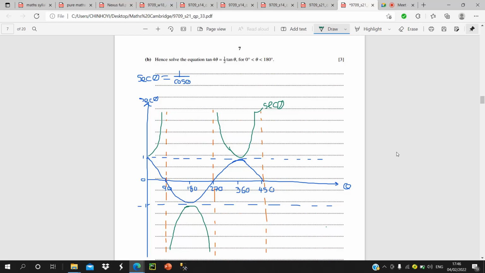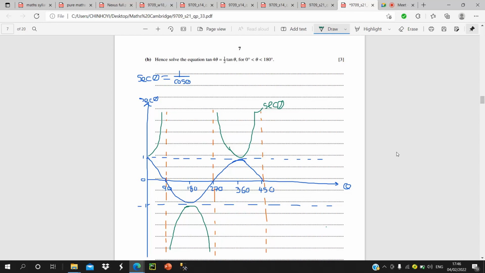Then the graph for the inverse will be in piecewise. The region where the graph of cos is maximum, the sec will take the minimum. The region where the graph of cos is the minimum, your graph of sec is going to take your maximum. Clear?